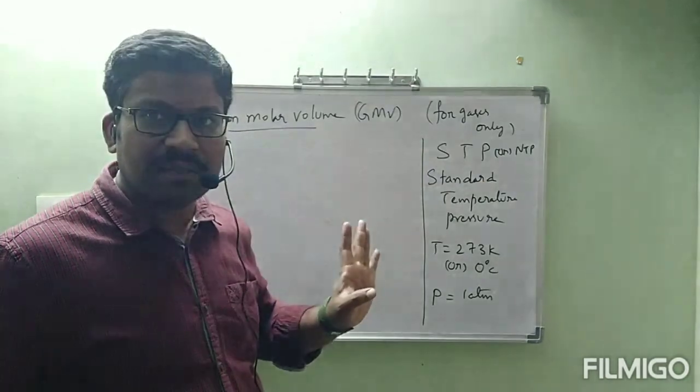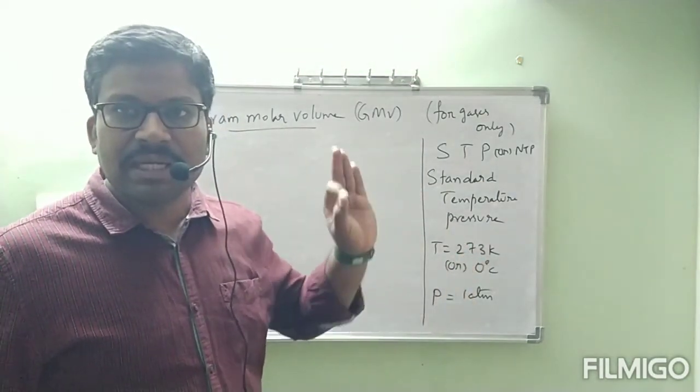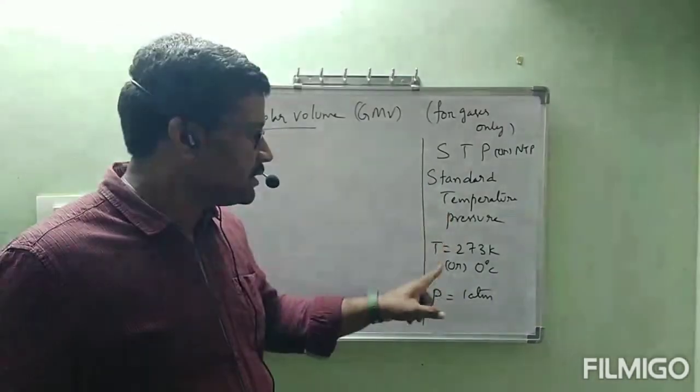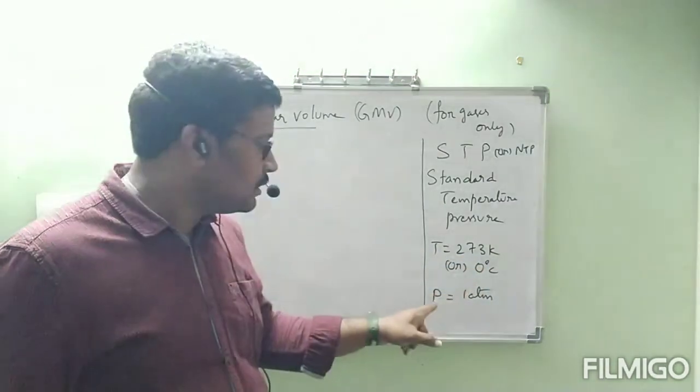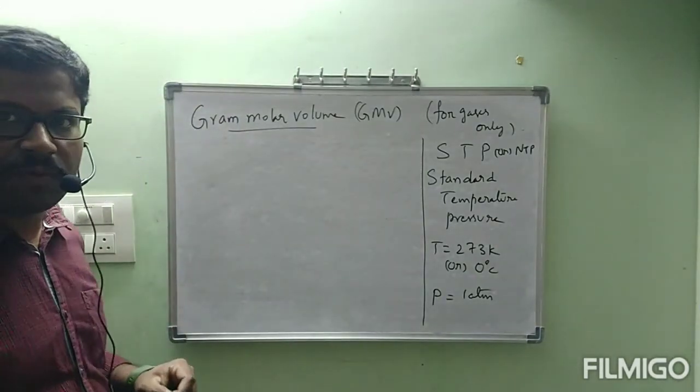Okay, STP conditions. If they say any STP like that, STP is standard temperature and pressure, at which the standard temperature condition is 273 Kelvin and 0 degrees centigrade. Both are the same only. Pressure is equal to 1 atm. Okay. Now, what is the definition of this gram molar volume?